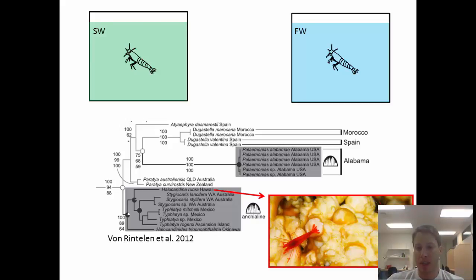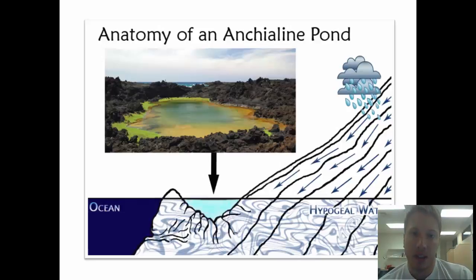And anchialine habitats are basically these landlocked but coastal ponds, pools, caves that have no surface connection to the open ocean, but are connected to the oceanic seawater as well as the underground freshwater via all these little subterranean cracks and fissures and things like that. So because of these connections, the salinity in these habitats can vary quite a bit due to tides, and also depending on where the shrimp is at in the environment.